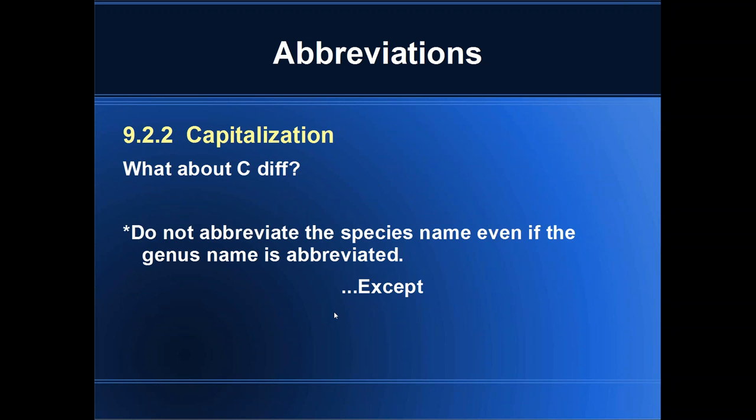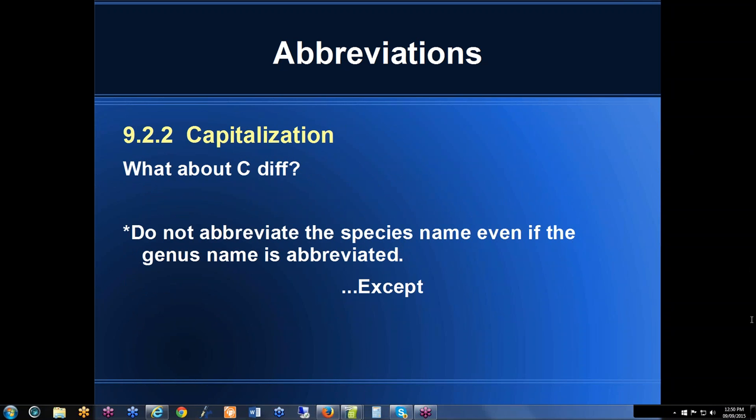Okay, but what about C. diff? Because it actually says, for example, do not abbreviate the species name even if the genus name is abbreviated. So here, this is the genus name, C, Clostridium, but diff, we get that all the time. Amber's saying dropping the period would also depend on the preference of the client, not the dictator. It's never, well, I shouldn't say never, but not usually the preference of the dictator. It's the preference of your client. We see it and hear it all the time. Doctors will dictate C. diff all the time.